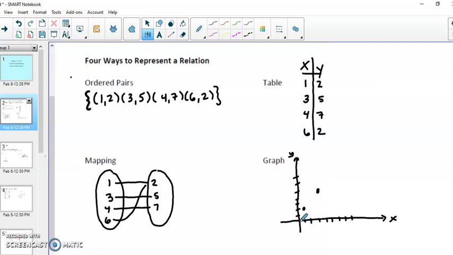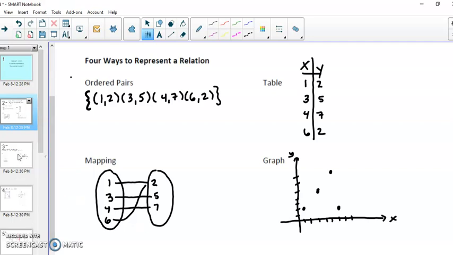4, 7. Again, start at the origin. 1, 2, 3, 4. 1, 2, 3, 4, 5, 6, 7. Okay, nobody judge me if I'm a little bit off here. And 6, 2. Start at the origin. 1, 2, 3, 4, 5, 6, and up 2. Those are our 4 different ways of representing relations.